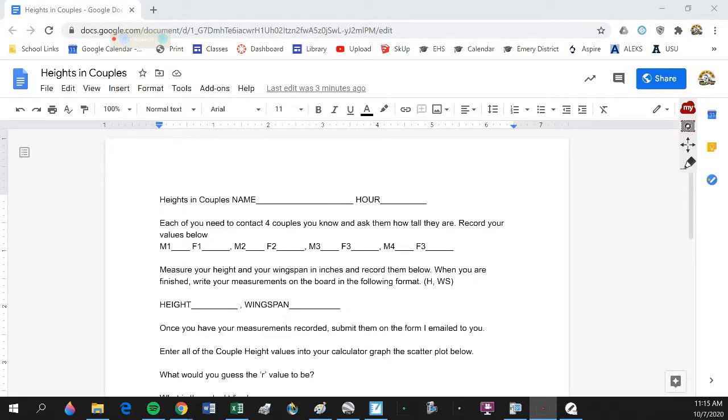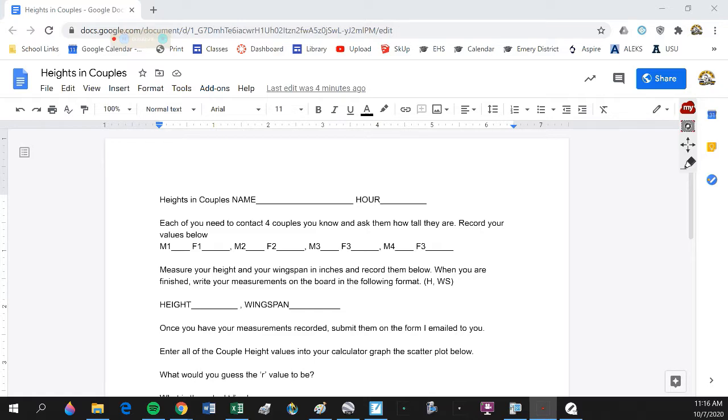So we're going to do the heights in couples activity today. You need to contact 4 couples. It does need to be a male and a female. They don't have to be married. They do need to be adults. You can use yourself. If you're not currently in a couple, you can use you and the person you are most hopeful to couple with.